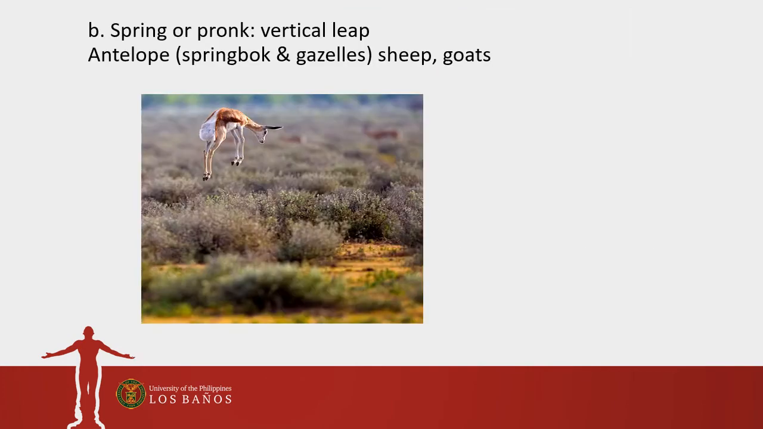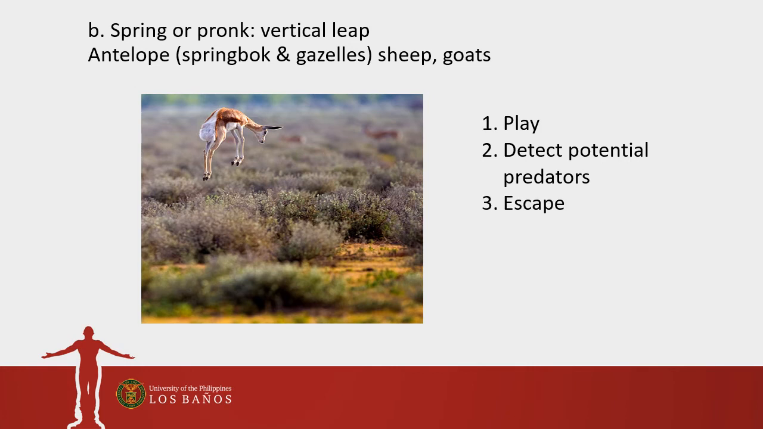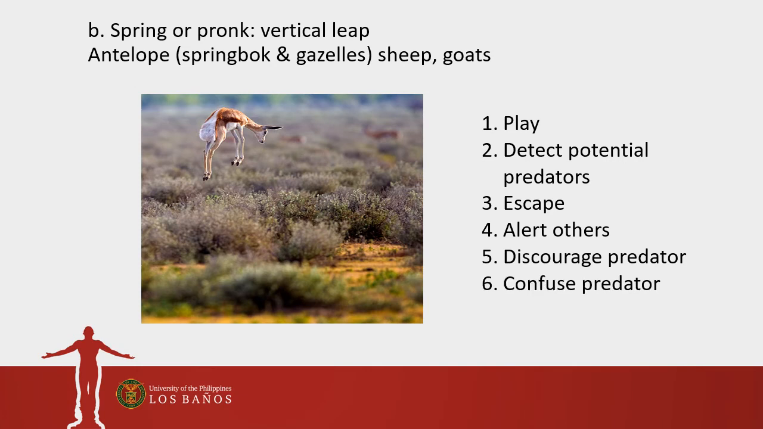Another type of saltatorial locomotion is the spring or pronk, which is actually just a vertical leap, which is seen in antelopes such as springbok and gazelles, sheep, and goats. This functions for play, to detect potential predators, for escape, to alert others, to discourage predators, or to confuse predators.